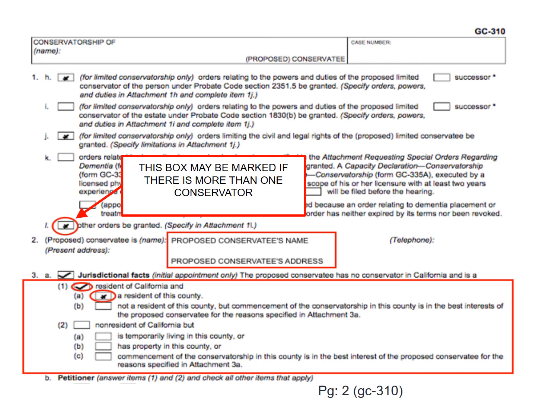At item 3, check the boxes next to 3A, 3A1, and 3A1A. Item 3 states the jurisdictional requirement for this type of case. It is required that the conservatee be a resident of Santa Clara County. If they are not, then you cannot file this petition in Santa Clara County.